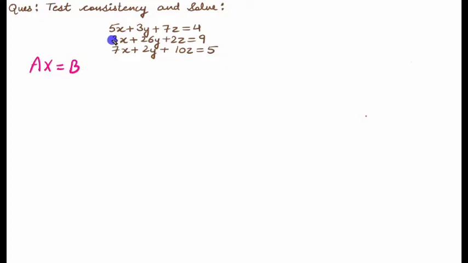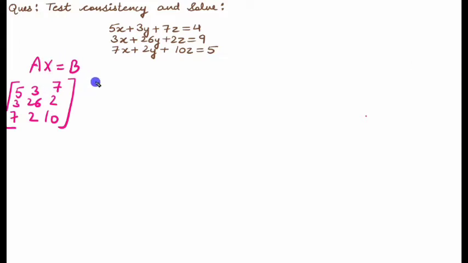Now the system can be equivalently written in this form: Ax is equal to B, this matrix equation, where the matrix A will be what? Matrix A, if we find out, will be the coefficient matrix 5, 3, 7, 3, 26, 2 and then 7, 2, 10.